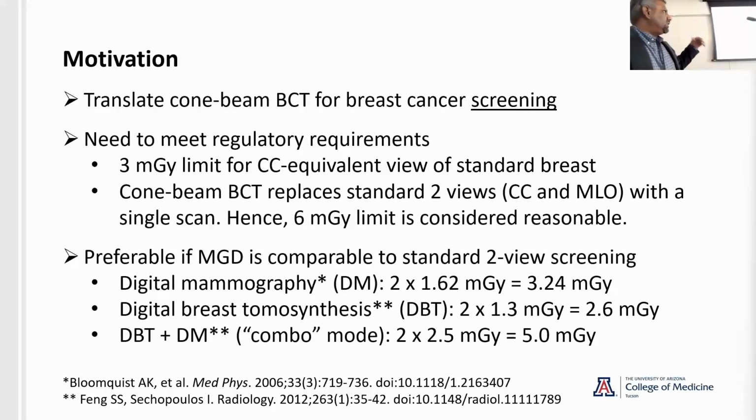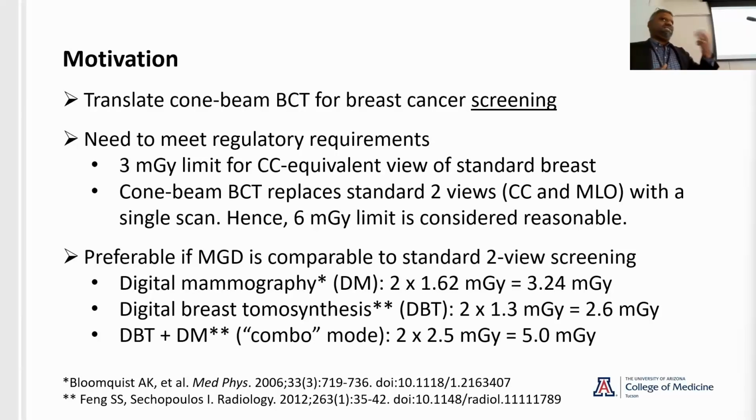In the regulatory requirement in the US FDA, you have a 3 milligray limit for a CC equivalent standard breast. In screening, we take 2 views: a craniocaudal view, where the breast is compressed this way and the detector is at the bottom, and the other one is a mediolateral oblique view, which is at an angle. We want to replace these 2 views with 1 scan of an uncompressed breast. So the assumption here is that the 6 milligray limit is reasonable, but preferable is if we can stay within what is practiced today in the clinic.